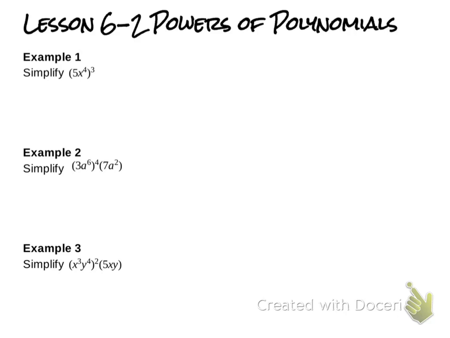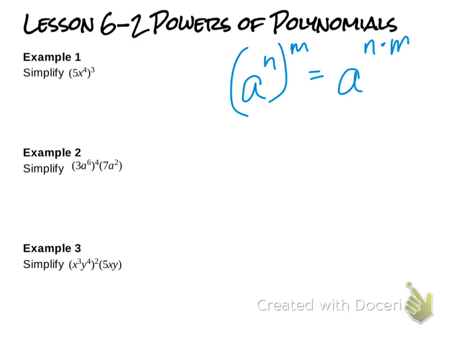When you find powers of polynomials, you have a to the m raised to the n power. Everything inside the parentheses is raised to the n power. You're going to do a to the m times n, so basically multiplying those two exponents together. Now this gets really confusing because you usually have a coefficient out here in front. That exponent applies to the coefficient, so make sure that you pay close attention to that.